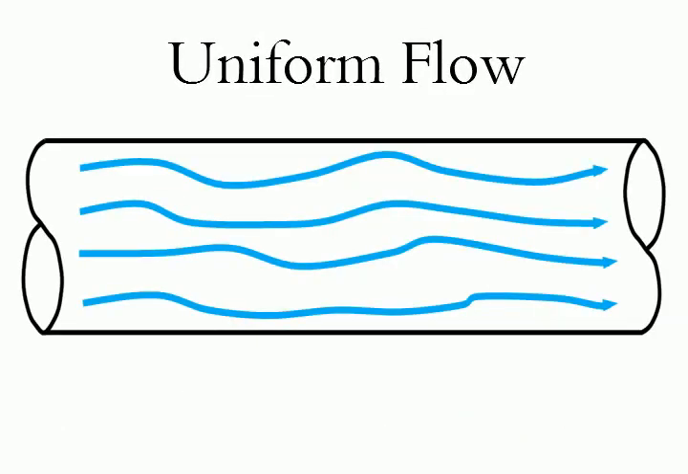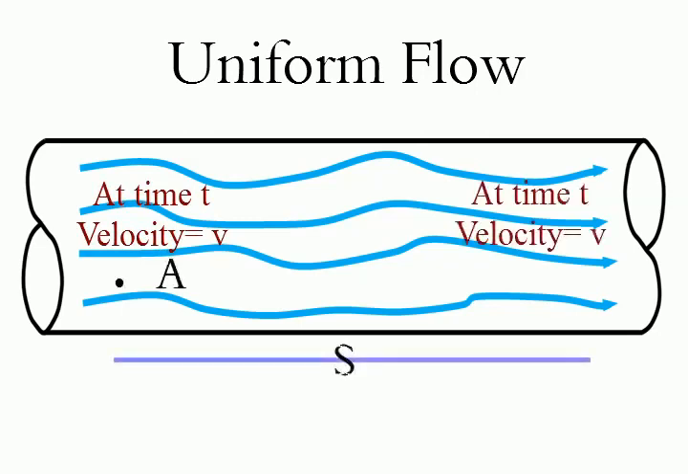The flow in which velocity at a given time does not change with respect to space, that is length of direction of flow, is called uniform flow. For example, flow through a long straight pipe of uniform diameter is considered as uniform flow.